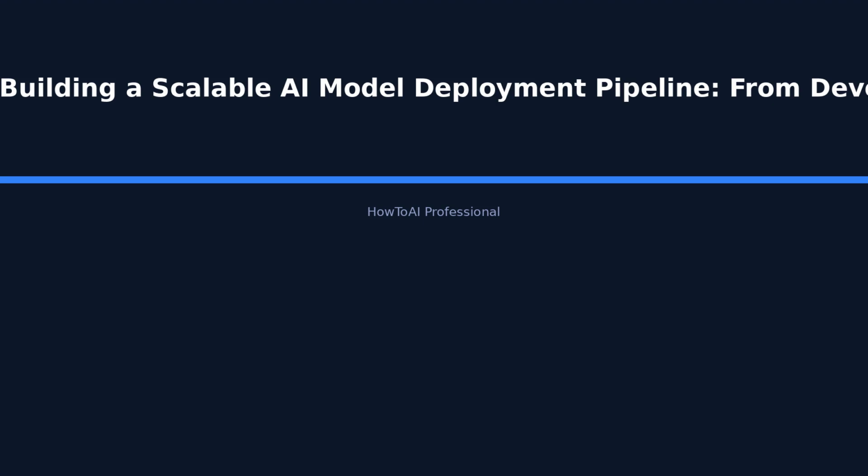Make sure to split your data into training, validation, and test sets to ensure that your model generalizes well to unseen data. This is crucial because overfitting can lead to poor performance in a production environment. During the training phase, you should experiment with different hyperparameters and architectures.